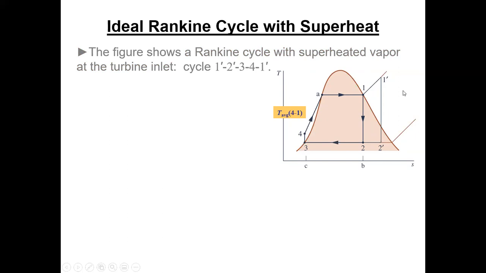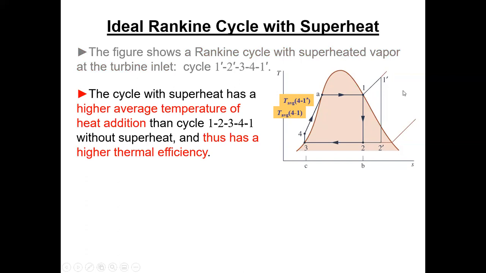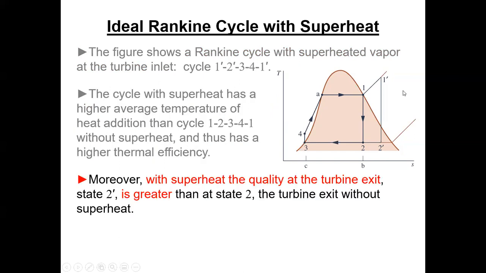So T average 1.4. You can see that from our discussion of average temperature during the heat addition, this has to help the efficiency, right? Because if I heat from 4 to 1 prime, my average temperature has to be greater than if I heat from 4 to 1. I think that's pretty clear just by looking at the diagram. So the cycle with superheat has a higher average temperature of heat addition than the cycle 1, 2, 3, 4, 1 without superheat. Thus, we have a better efficiency.